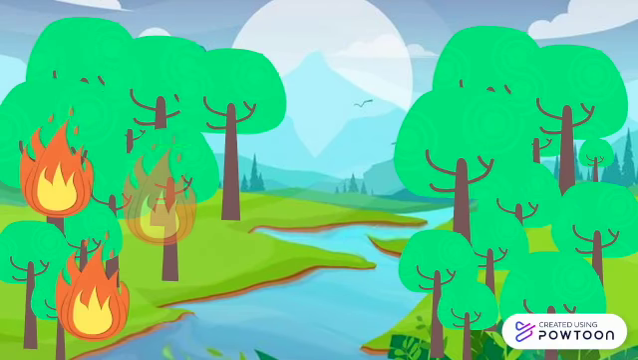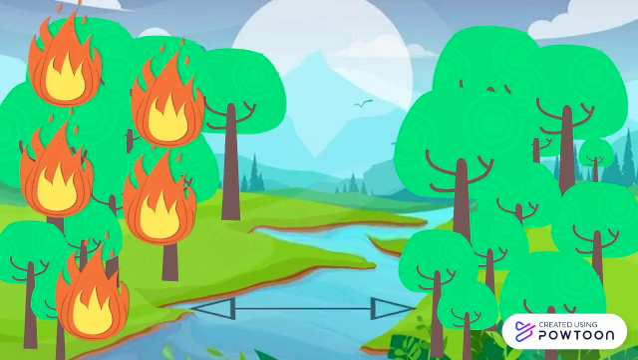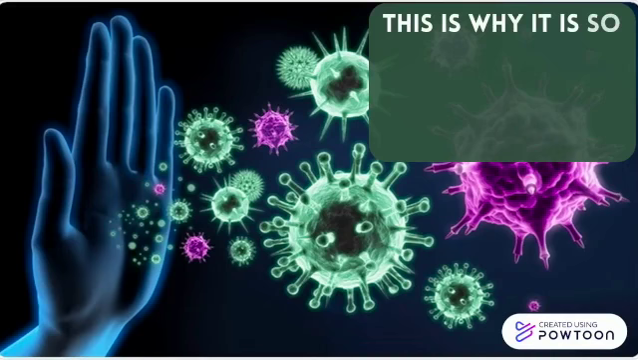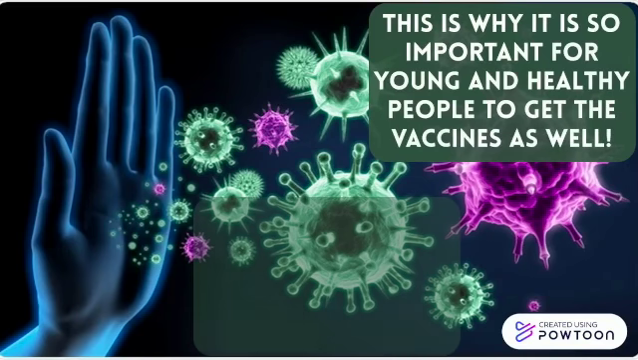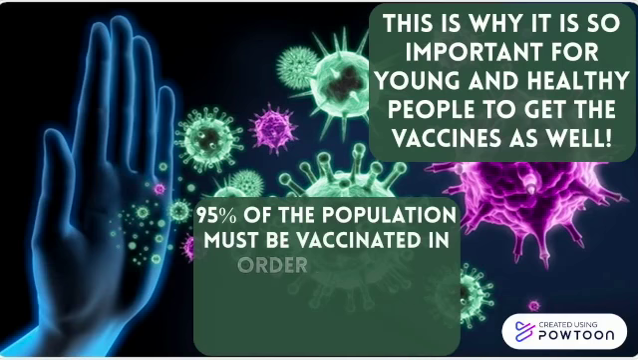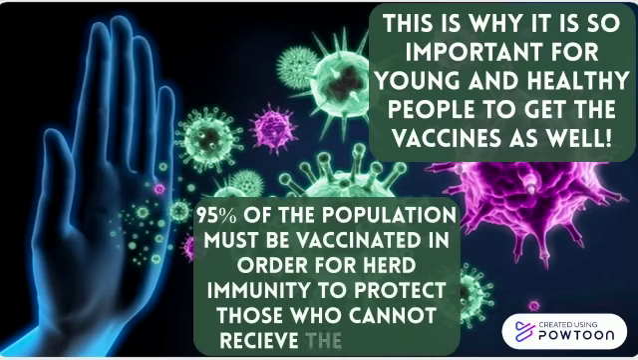However, if the river is wide enough, the trees on the other side of the river are protected. The river is like people who are vaccinated. By getting vaccinated, you're preventing the spread of the disease. This is why it's so important for young and healthy people to get the vaccines as well. 95% of the population must be vaccinated in order for herd immunity to protect those who cannot receive the vaccine.